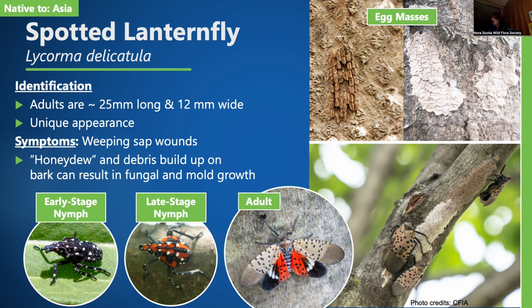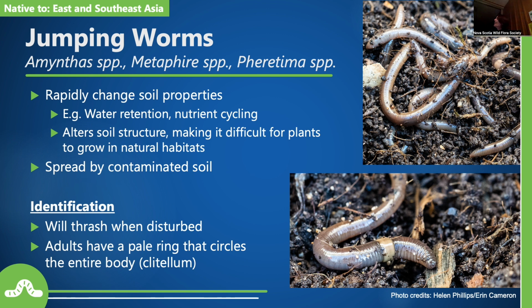And then the last non-plant I want to talk about is jumping worms. Jumping worms have been found in Nova Scotia, in particular in the HRM area. While most earthworms aren't native to Nova Scotia, and many of them as well have impacts on the Acadian forest, these guys, though, are particularly bad in the sense of how fast they rapidly change soil properties and how dense their populations can get. So they can impact water retention, nutrient cycling, and this alters soil structure, making it difficult for plants to grow in natural habitats. And this primarily spreads through contaminated soil.